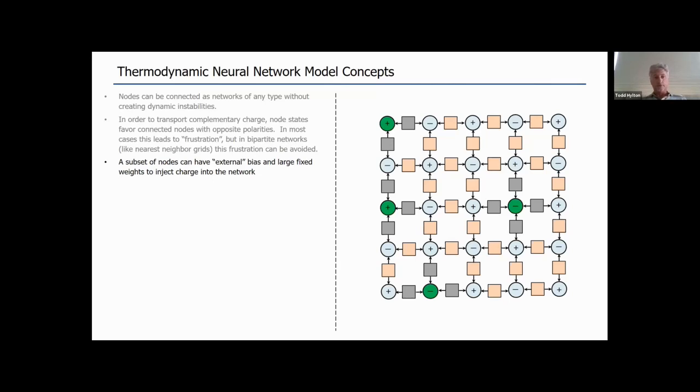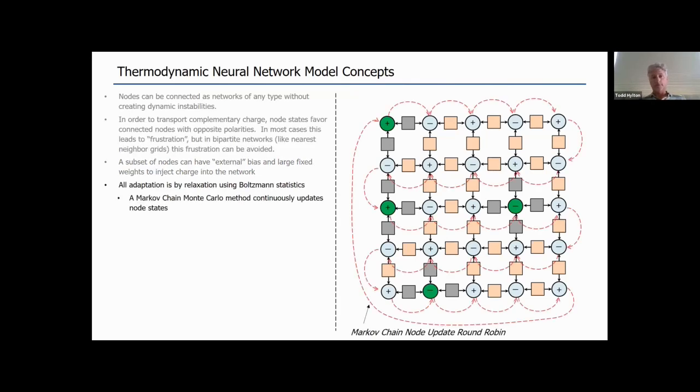Now we can take some subset of those nodes though and add an external bias. So you can think of this as, for example, the wires over the Petri dish, in which we can inject charge and therefore bias the network to evolve. So all of the adaptation, as I mentioned before, is done by relaxation using Boltzmann statistics. In the node update methodology, there's basically a Markov chain Monte Carlo that just goes through the nodes one by one, updating each one independently as it goes.